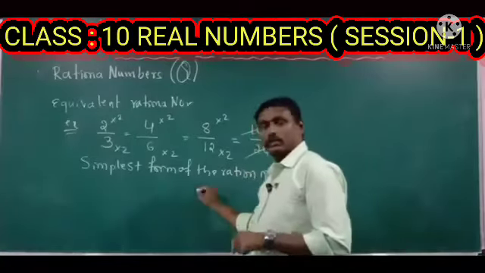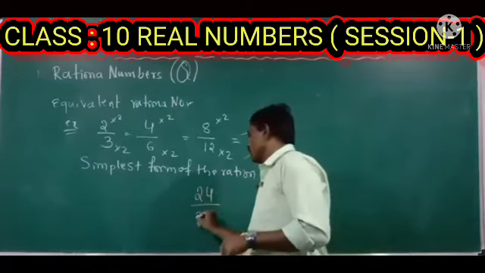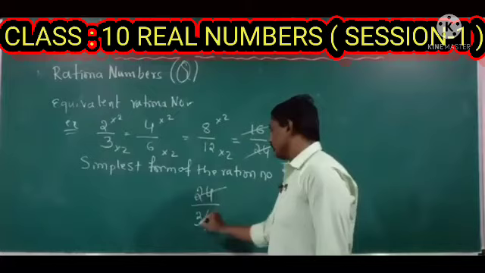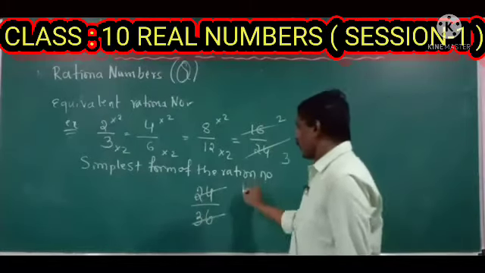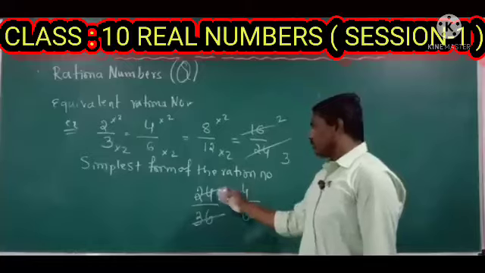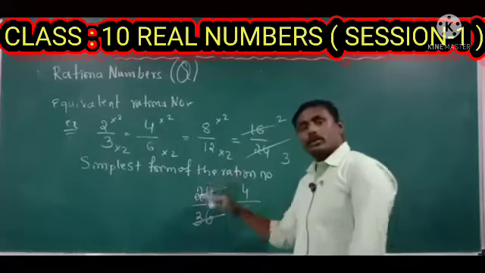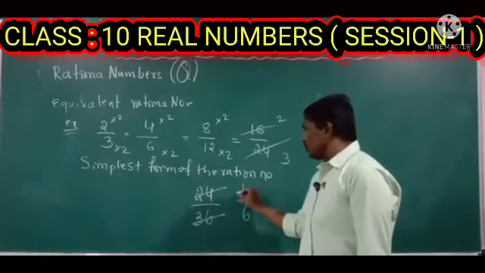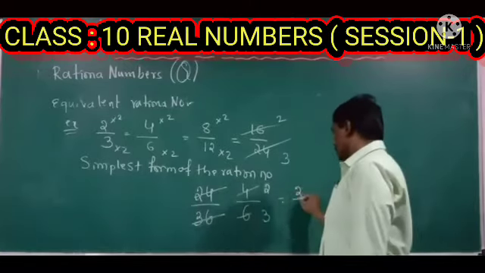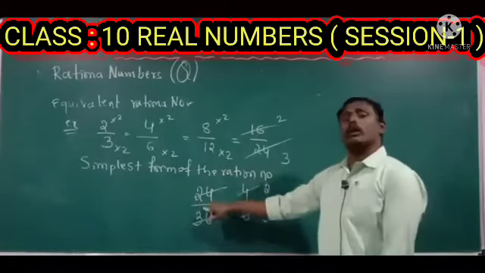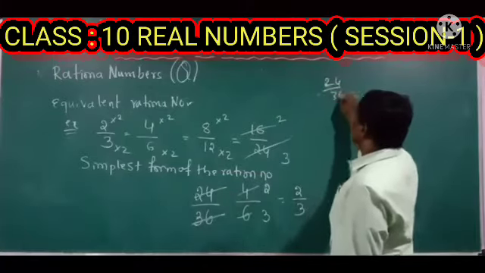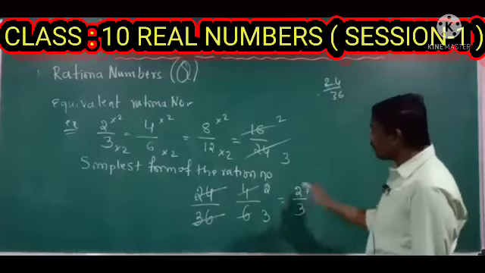For example, if I take 24 by 36, these two are multiples of 6. 6 fours are 24, 6 sixes are 36. You can also divide 24 and 36 by 12, or divide by 4 also, right? 2 twos are, 2 threes are. So 2 by 3 is the simplest form of the given rational number 24 by 36.